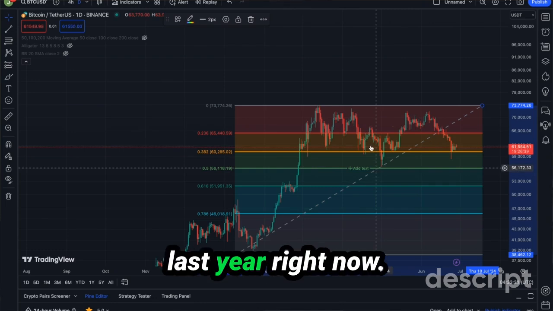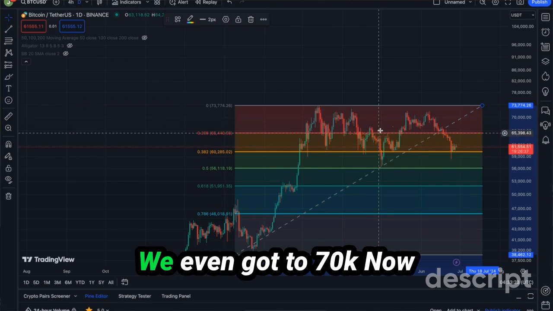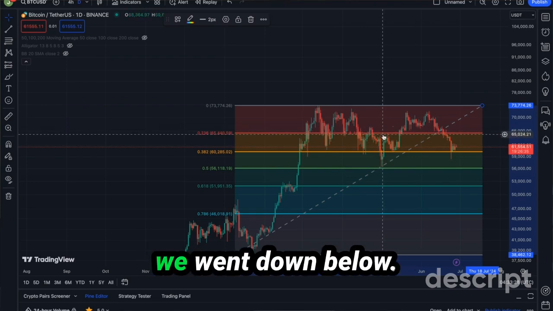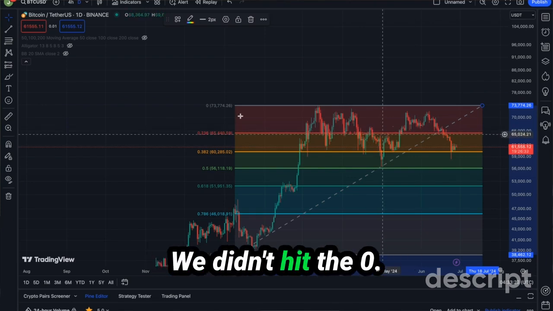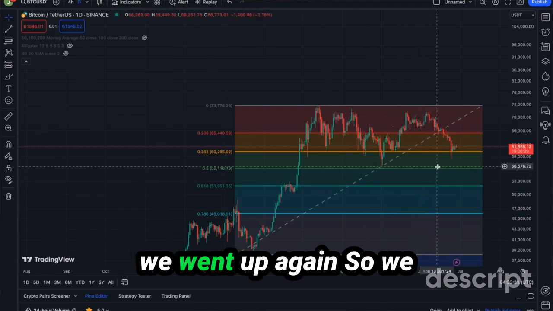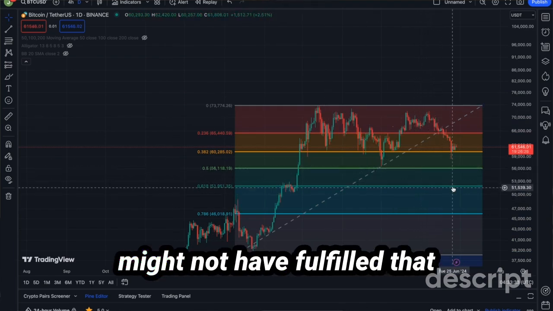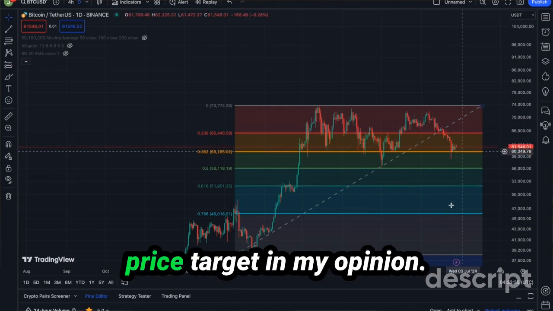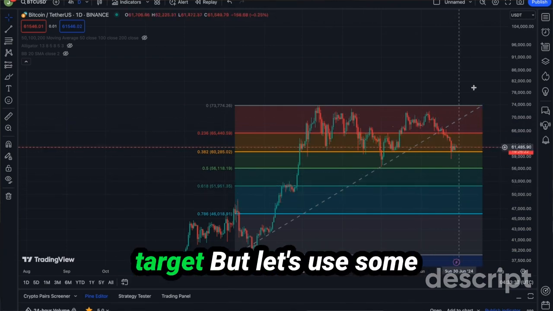However, this was last year. Right now, I'm looking at the daily chart though. We even got to 70K, now we went down below. We didn't hit the 0.5, we only hit 58K, and then we went up again. So we might not have fulfilled that price target. In my opinion, we have not fulfilled that target.